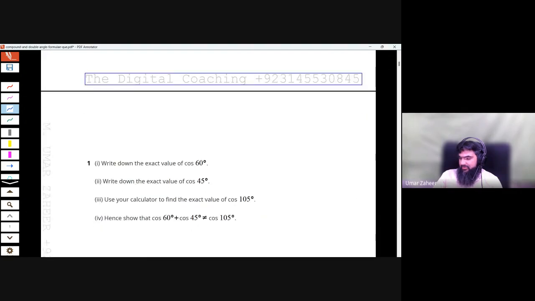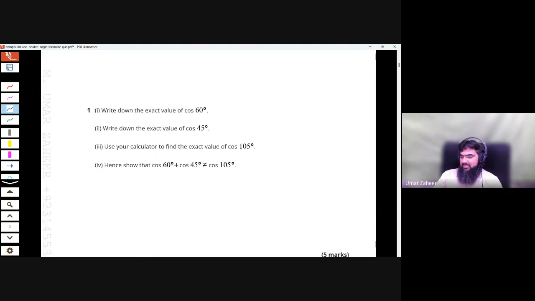Now here it says that you have to write down the exact value of cos 60 degrees. Obviously, calculators are allowed, but we have to find it directly. That would be 1/2. For cos 45, you have to find it. It is 1/root 2. Now it says to use a calculator to find the exact value of cos 105. Cos 60 and 45 are basic values. Obviously, you must remember them as well. Now, for 105, you have to use a calculator. Yes, please find this value.